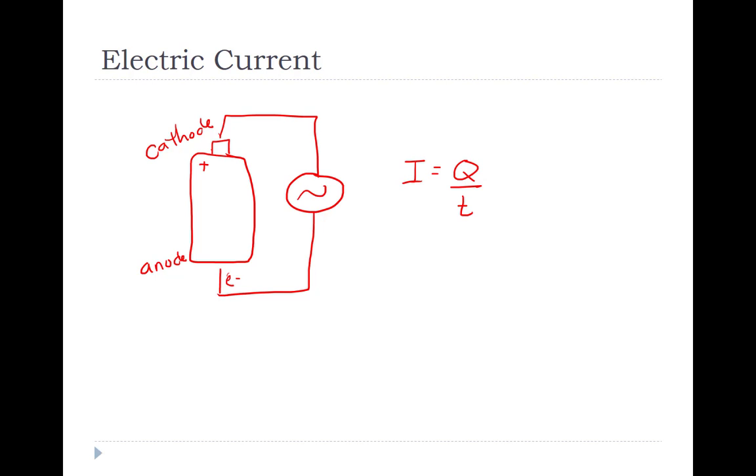Okay, so electric current is a measure of how much charge flows past a point in a given amount of time. This is completely analogous to current in a river. Current in a river is a measure of how much water flows past a given point in a certain amount of time. And the larger the current in the water, the faster the water is moving. Okay, so current is charge per time.